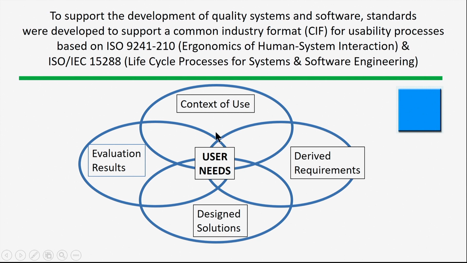So in the center of all activity is thinking about user needs. And related to that are 4 topics: context of use, derived requirements, design solutions, and evaluation. As shown in this figure, the coverage of context of use has overlap with user needs, but also design requirements. Therefore, in looking at these documents, you need to realize that they're highly interrelated. And you'll see some parts in various documents that sound alike.